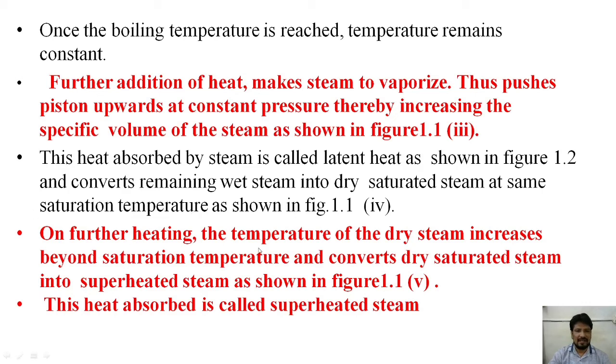On further heating, the temperature of the dry steam increases beyond saturation temperature and converts dry saturated steam into superheated steam. So once it is converted into dry steam, we heat it further, and it is converted into superheated steam. The heat absorbed during this process gives superheated steam.